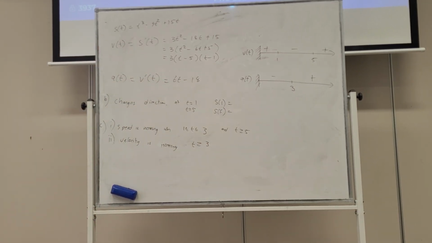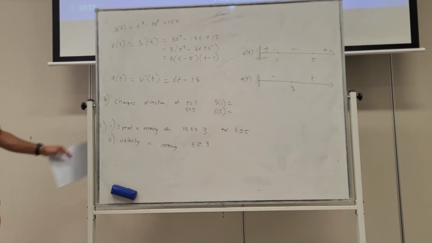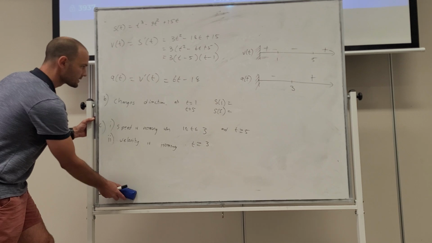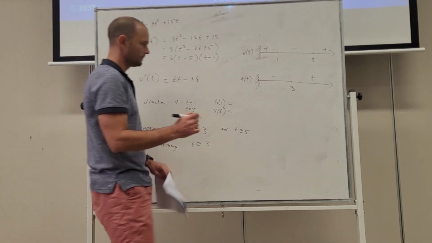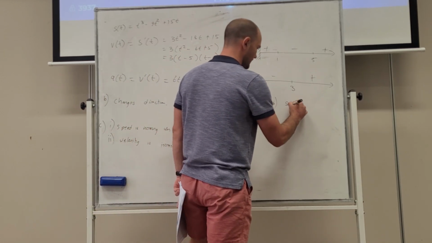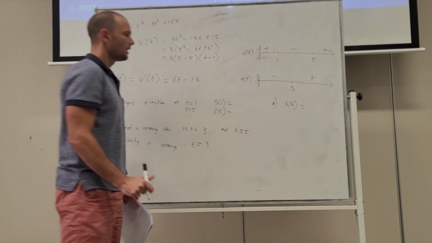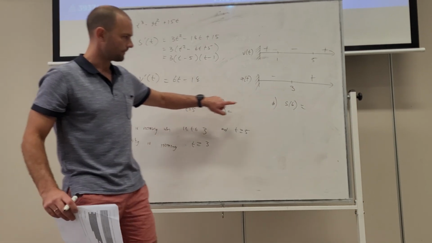Okay, part D. Find S of 6 and draw its motion diagram. So S of 6, I'm going to list up. This is D, isn't it? So we've got S of 1, we've got S of 5. Let's find S of 6. Now, we're almost ready to draw the motion diagram. We've got these three features.